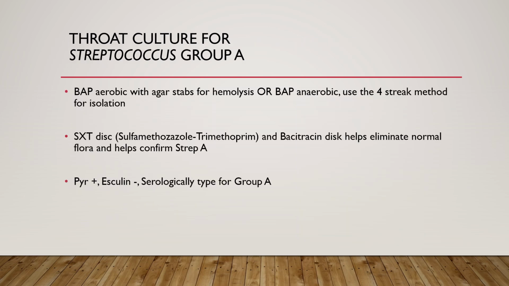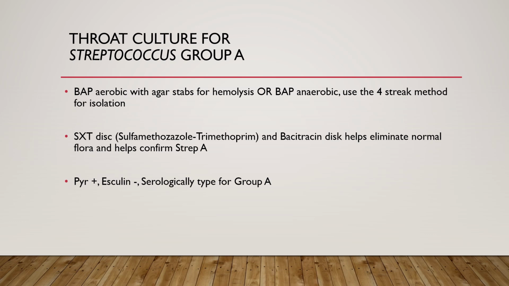There's a couple of correct ways to culture Streptococcus pyogenes, also known as Strep A. We can take a blood agar and stab it with the loop, and what we're doing here is pushing the organism down into the anaerobic zone of the plate. Or we can incubate that plate anaerobically and use a four-streak method for isolation. Both of those techniques are acceptable for isolating Streptococcus group A. We never want to use a capnophilic environment.